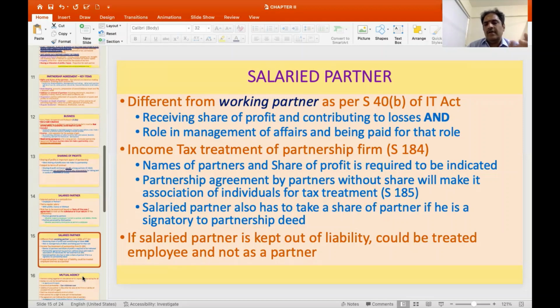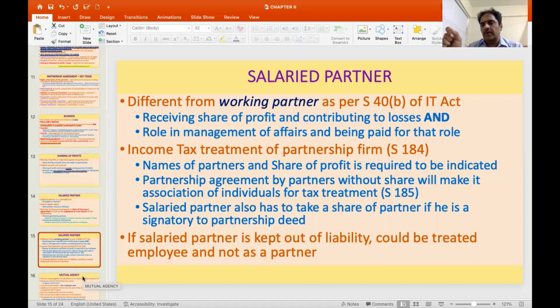Then a partnership agreement by partners without a share will make it an association of individuals for the purpose of tax treatment. So for the purpose of income tax benefit of a partnership firm, they have to have a registered deed and have the person's name there. Whenever there is any change in the partner, they will have to submit the return along with the new set of partners. But if they don't do that, or if they don't have a deed and enclose the deed with the return, then they will be treated as an association of individuals for the purpose of taxation. So the salaried partner also has to take a share if he is a signatory to the partnership deed.